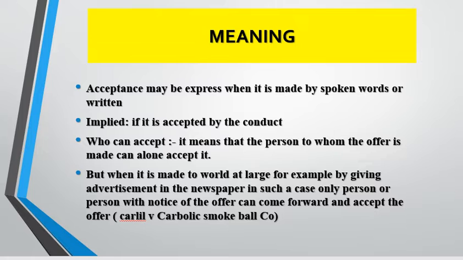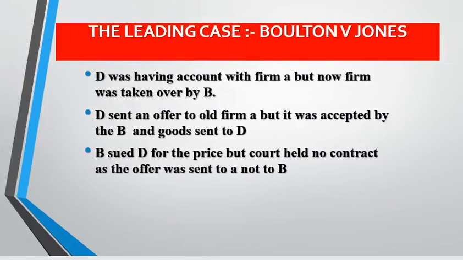Who can accept? When an offer is made to a specific person, then the offer must be accepted by that person. Like in the case of Boulton versus Jones. D had an account with a firm, but the firm was taken over by B. D sent an offer to the old firm, but it was accepted by B and the goods were sent to D. B sued D for the price, but the court held there was no contract because the offer was made to the old firm, not to B. So when the offer is made to a specific person, it should be accepted by that specific person.